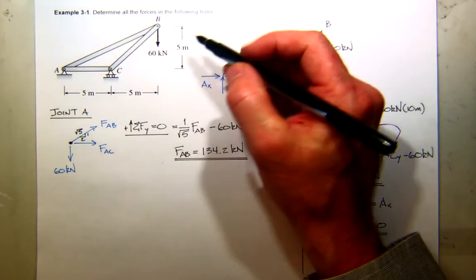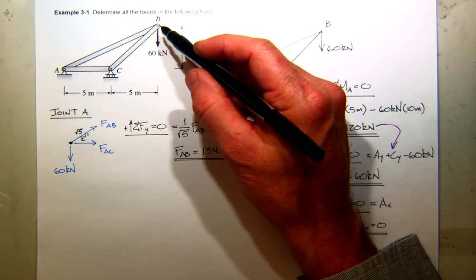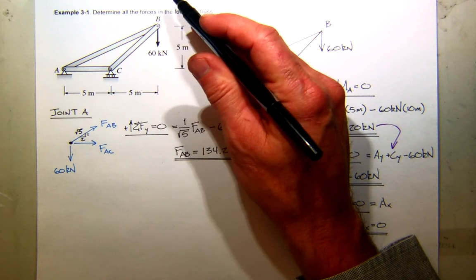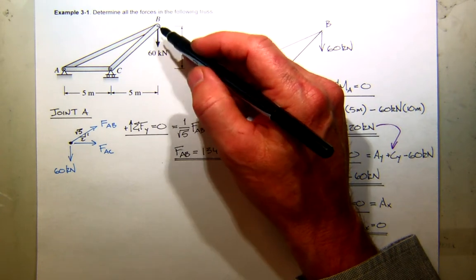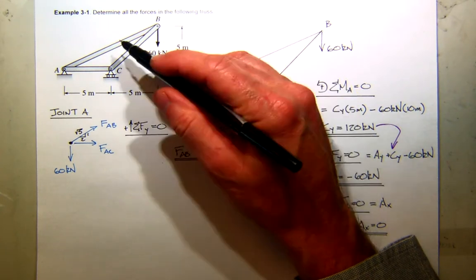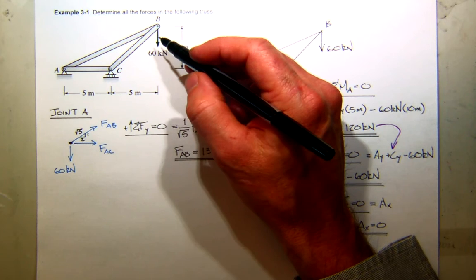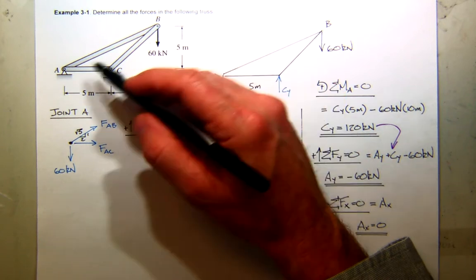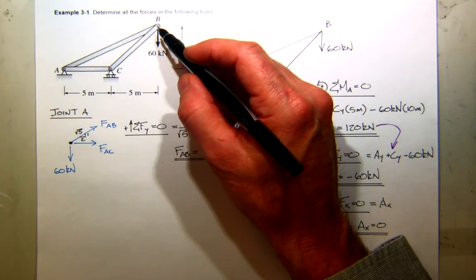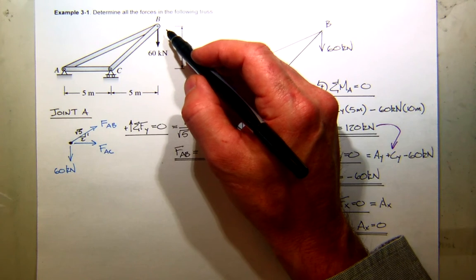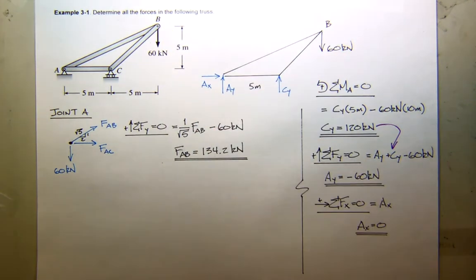Well, how is this point B going to move under this load? Is it going to move up? No, it's going to probably move down. Is it going to move to the right or to the left? Probably slightly to the right. So that means the length AB is going to get a tad longer. If it gets longer, it must be in tension.